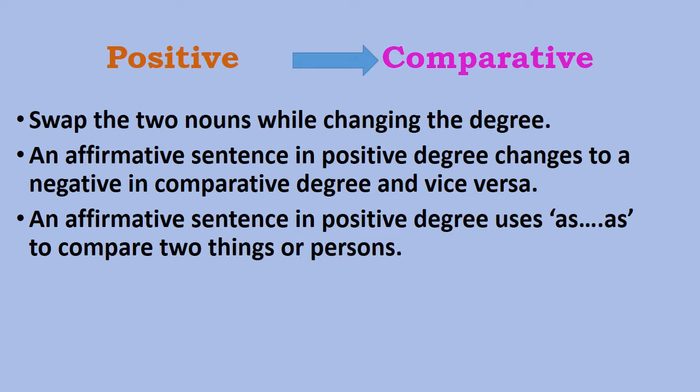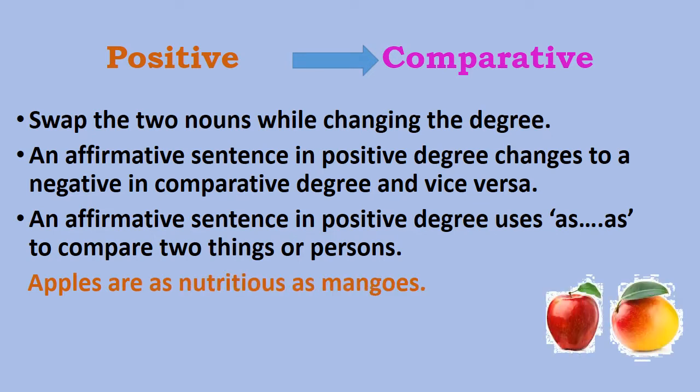I'll give you one example. Apples are as nutritious as mango. From the sentence, we can make out that the sentence is in a positive degree because we have used as and as, and the adjective nutritious is in its positive form. Now we have to change this into a comparative one. So what will we do? First we have to do what? Swap the two nouns.